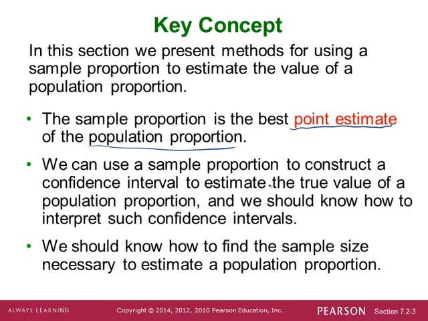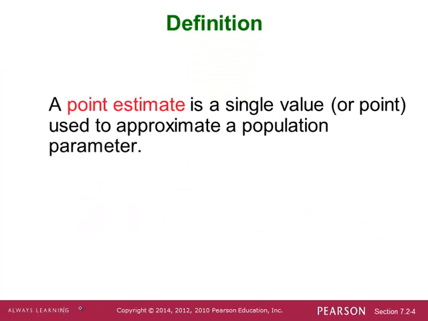We can also construct a confidence interval, and by the end of this discussion we'll see how to construct a confidence interval to estimate the true value of the proportion. We should also know how to interpret such confidence intervals. And lastly, we'll talk about how to find the appropriate sample size necessary to estimate a population proportion. All right, moving along here.